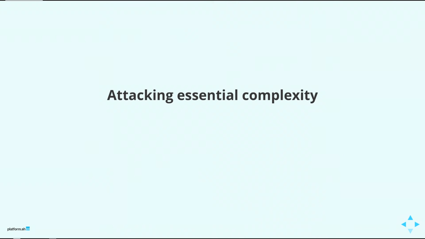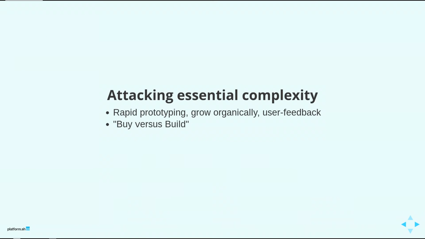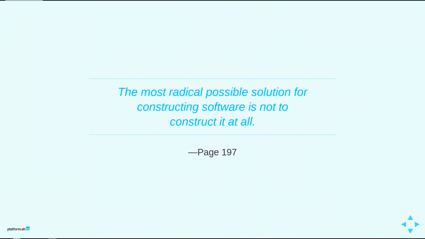So how do we attack the essential complexity of the system? How can we make ourselves more efficient if eliminating irrelevancies is a solved problem for the most part? Brooks lays out 3 or 4 alternatives that he recommends. One is rapid prototyping and organic growth of the system based on user feedback. We just talked about this one, iterative design. Buy versus build, and just mentor better architects. The most radical possible solution for constructing software is not to construct it at all. 1986.